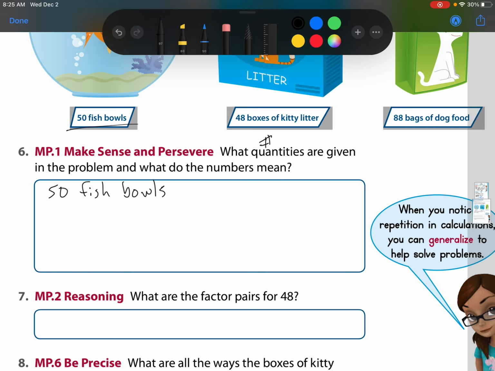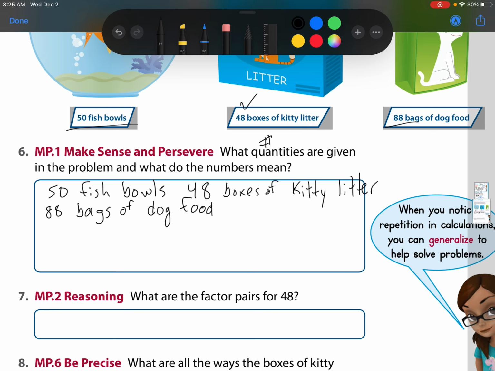What other numbers do we see? We see that 48. And what are they? Boxes of kitty litter. What other factors do we see? 88 bags of dog food. Do I see any other quantities?